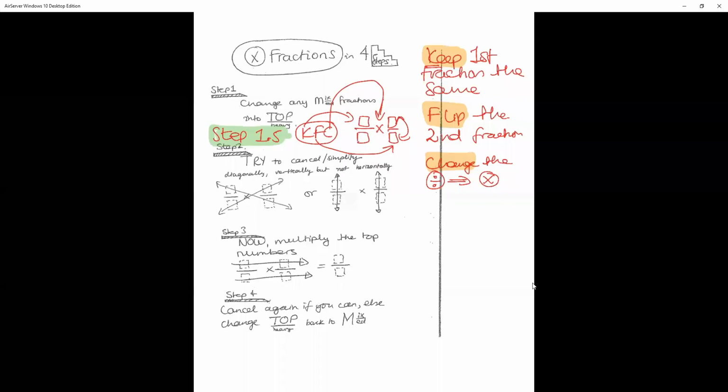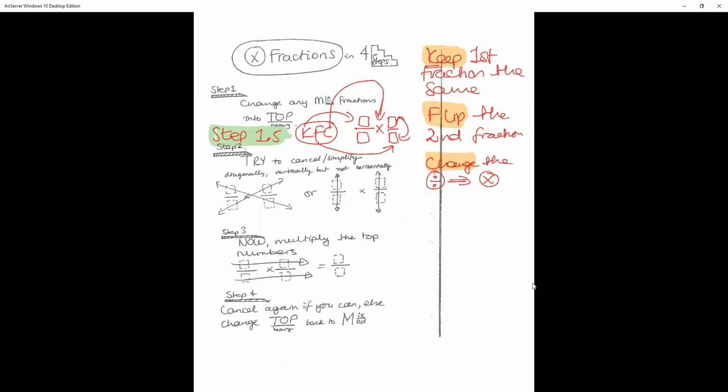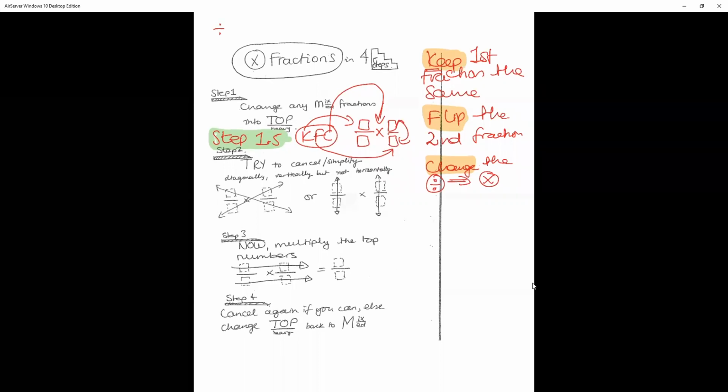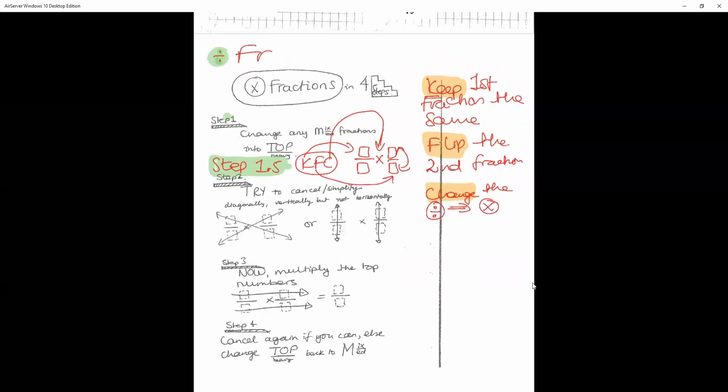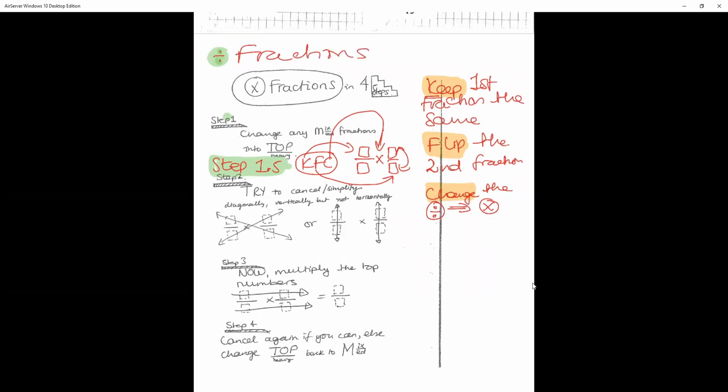So when we're doing dividing fractions, it's very similar to multiplying fractions. So let's do dividing fractions. Okay. Dividing fractions, we have an extra step.